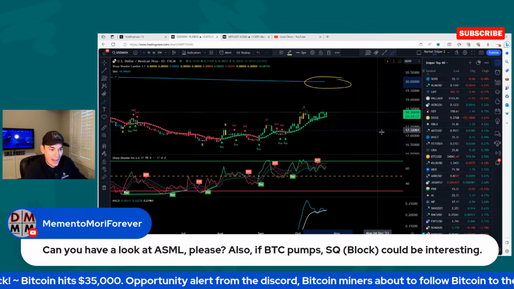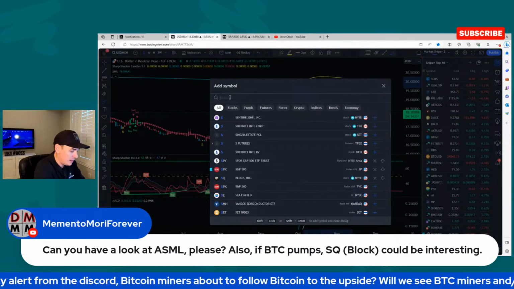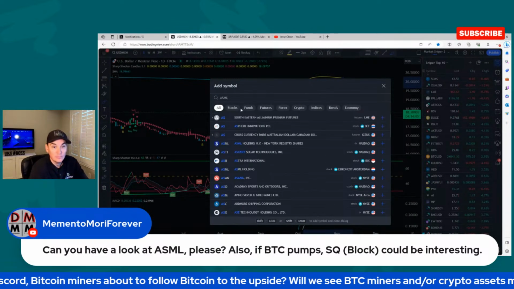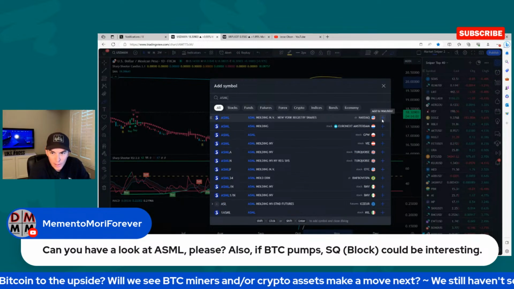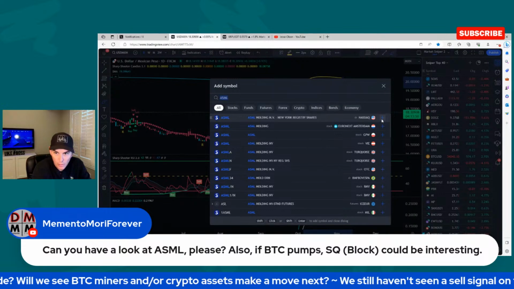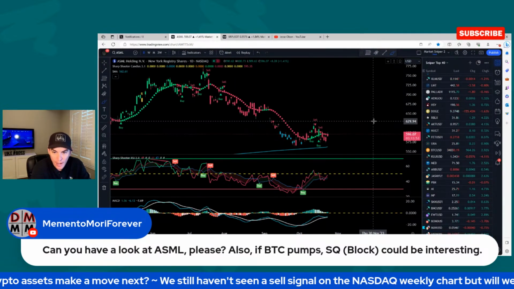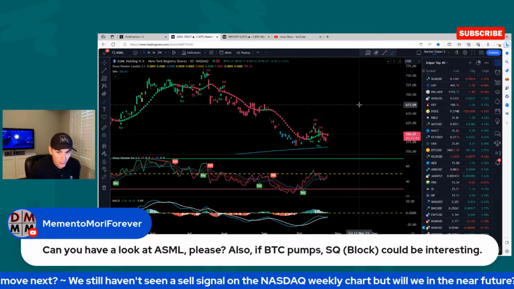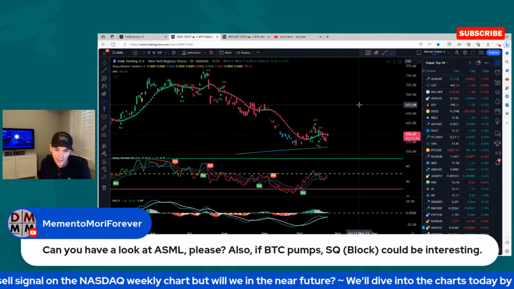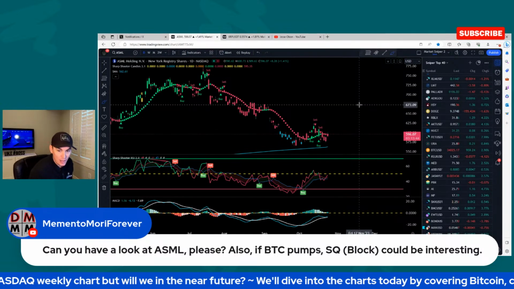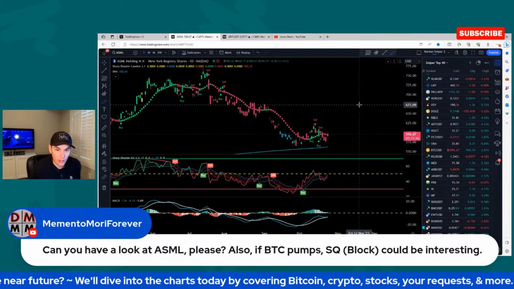So ASML, let's take a look. We'll just do all ASML. Is that what you're looking at? ASML holding? Not sure if you are or not. It looks like it could flip bullish on the daily chart in the near future, right? MACD had a bullish crossover trending up towards the zero line. RSI getting stronger on the daily chart.